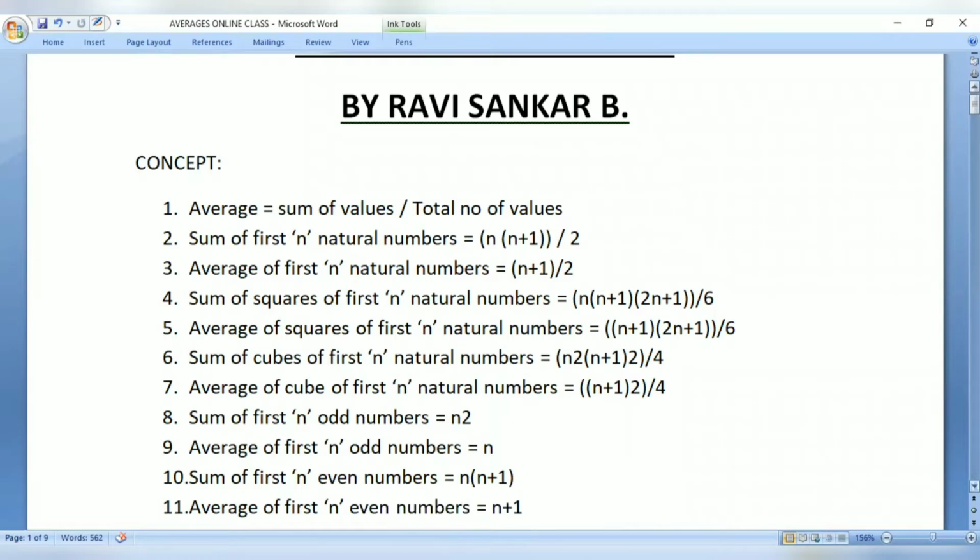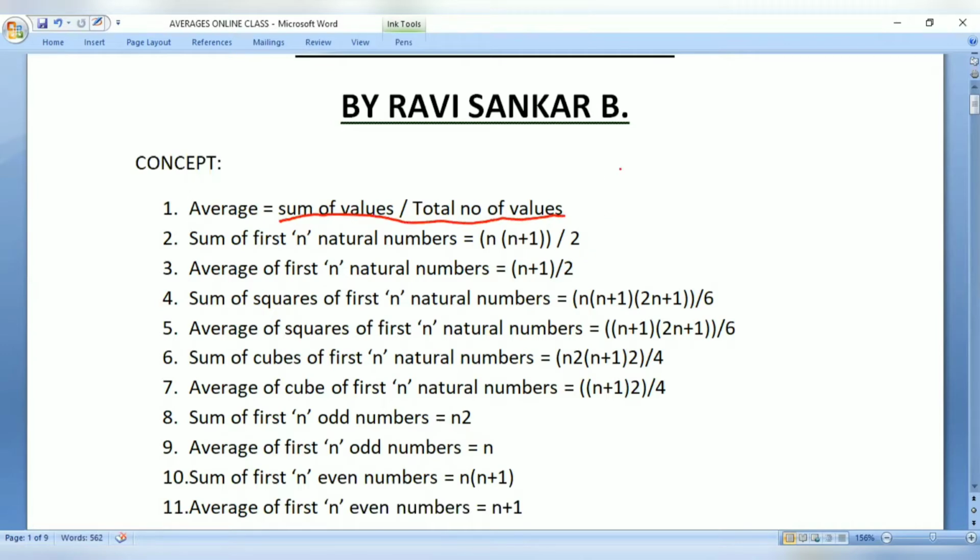So the moment when we say average, for example, there is a group of elements that are given, and some numbers are given in that case, and for those numbers if you are asked to calculate the average, the formula is defined as sum of values by total number of values.